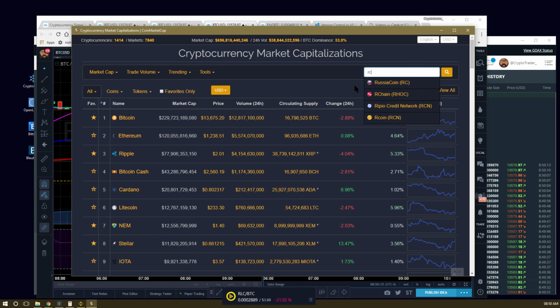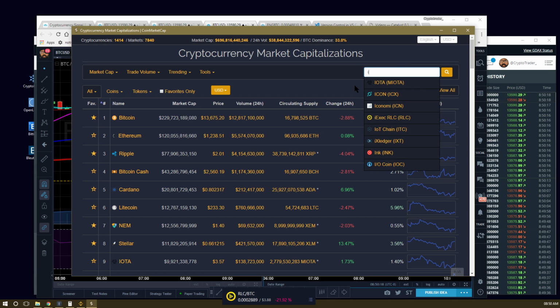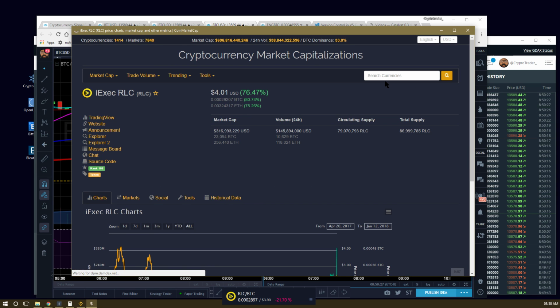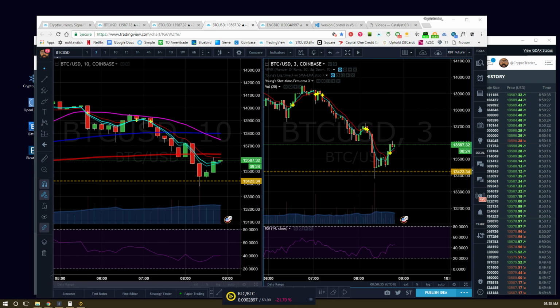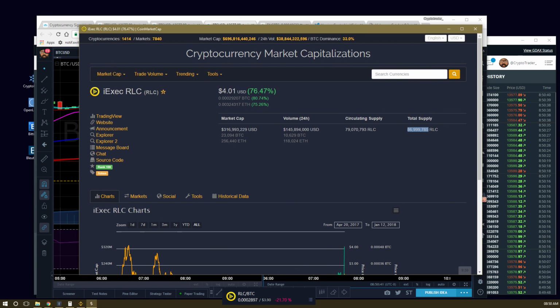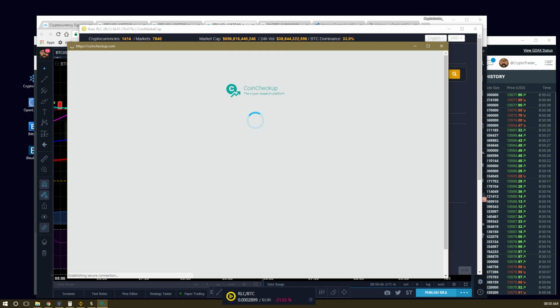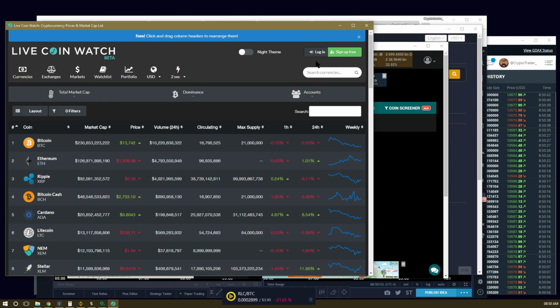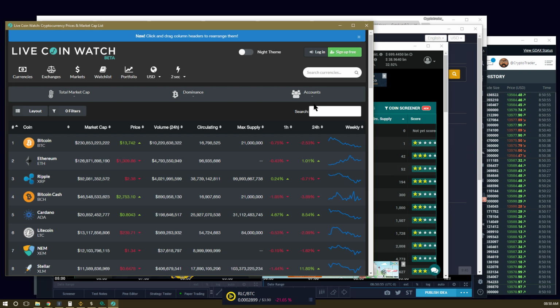iExec. See, RCL doesn't pop up over here, but iExec does. I mean RLC. I said RCL. That's why I've been messing up. It's RLC. Okay, coin supply. That's where I messed up too. Closing windows too fast.